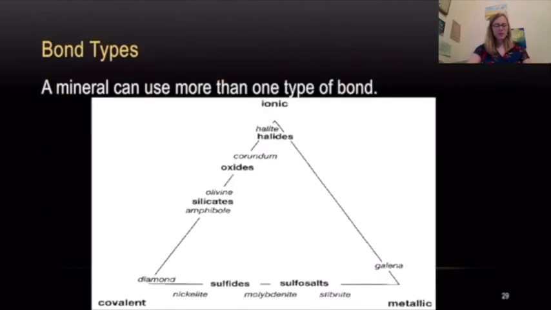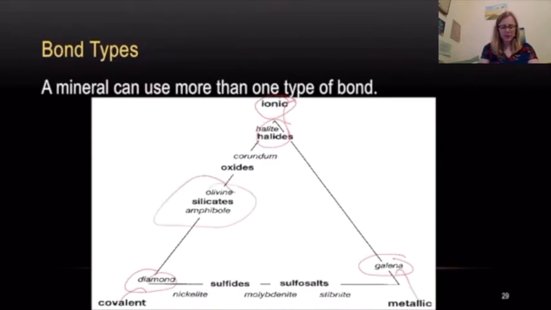Easy to take apart. Minerals can have just one type of bonding, or they can have two different types of bonding. So halite, salt, is ionically bonded, and that's just it. Galena is a mineral that has just metallic bonding. Diamonds have just covalent bonding. But some minerals have more than one, so silicates have both ionic and covalent bonding. Sulfides and sulfosalts, sulfides are the more recognizable ones, have both covalent and metallic bonding.